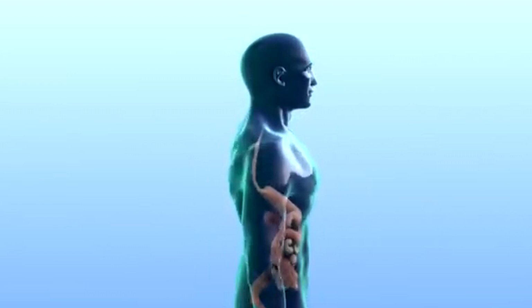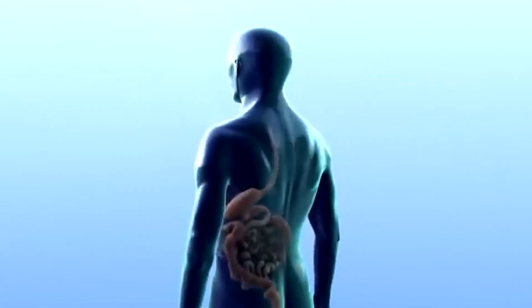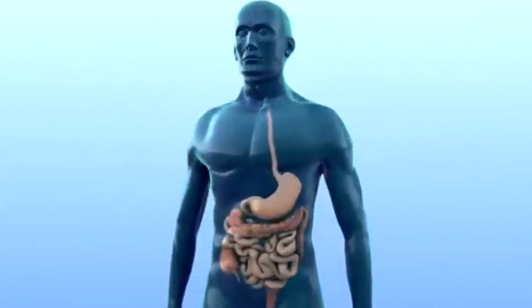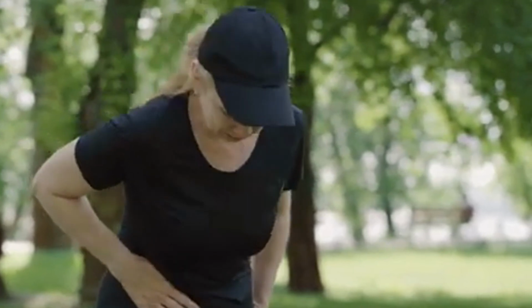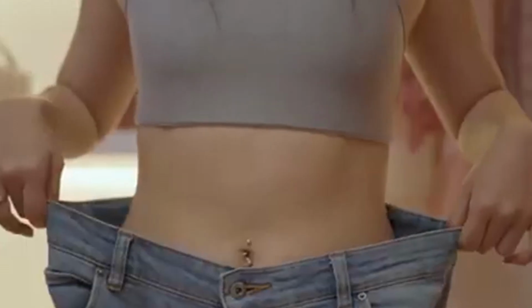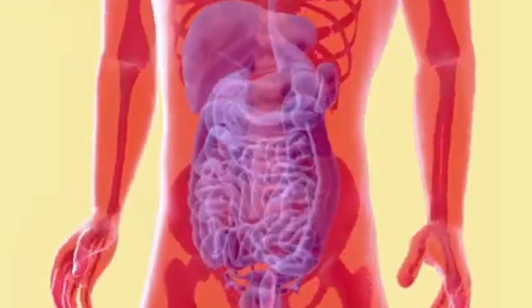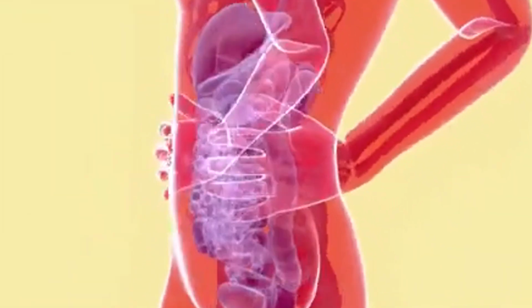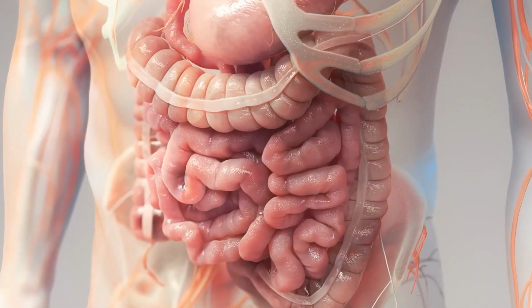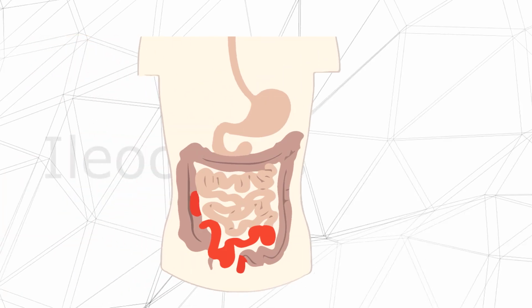Crohn's disease is a chronic inflammatory condition that primarily affects the digestive tract, causing symptoms such as abdominal pain, diarrhea, weight loss, and fatigue. It can affect many parts of the gastrointestinal tract and often involves periods of remission and flare-ups. There are different types of Crohn's disease.